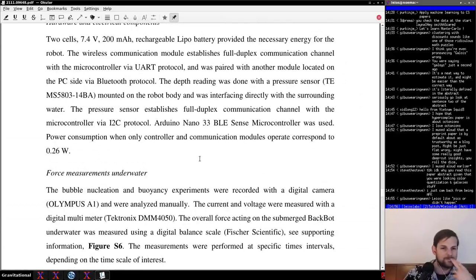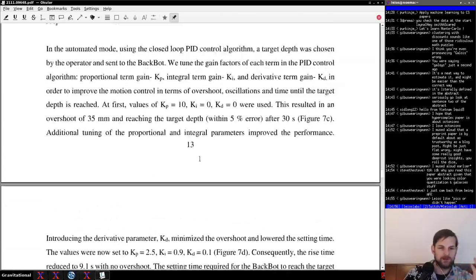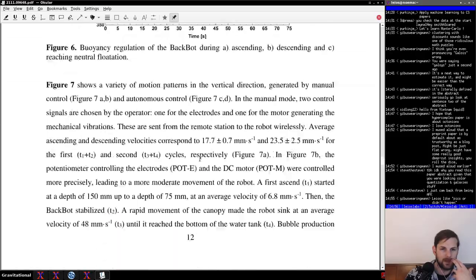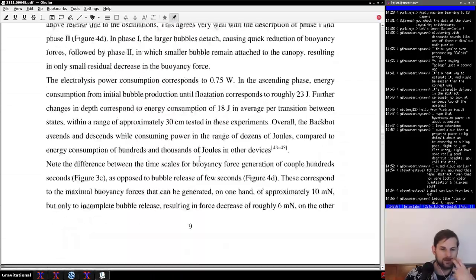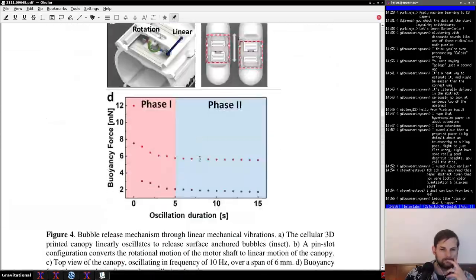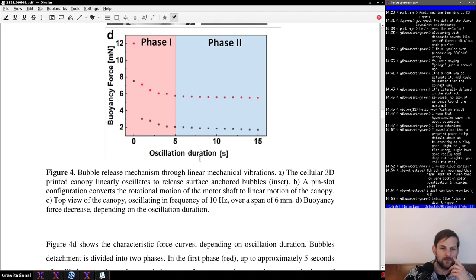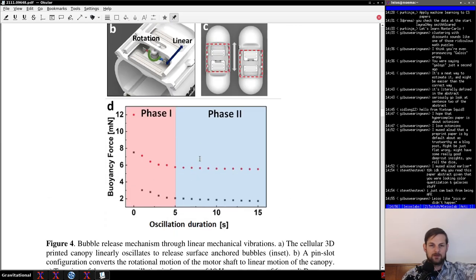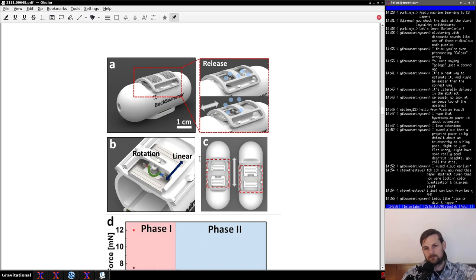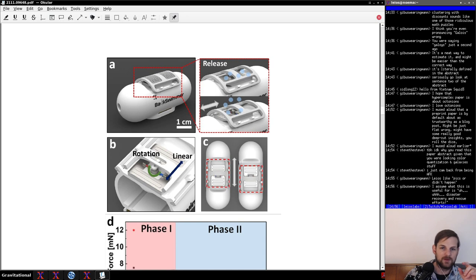I mean, they clearly did it in Microsoft Word, and I don't know what they're submitting it to, maybe an IEEE journal. Bubble release mechanism through linear mechanical vibrations. The cellular 3D printed canopy linearly oscillates to release surface anchoring bubbles. Okay, interesting. Cool. So I think what they're doing is pushing a bubble up, and then the bubbles will go through the surface to create a wiggling effect in order to make it swim.